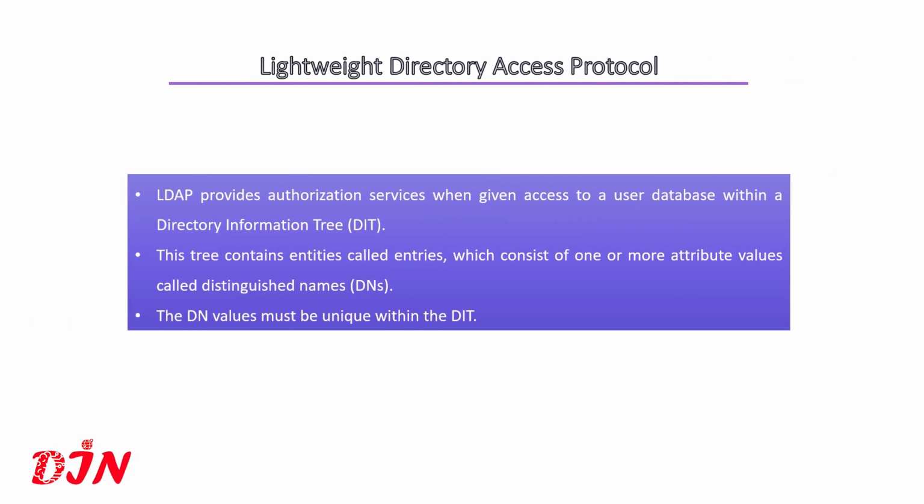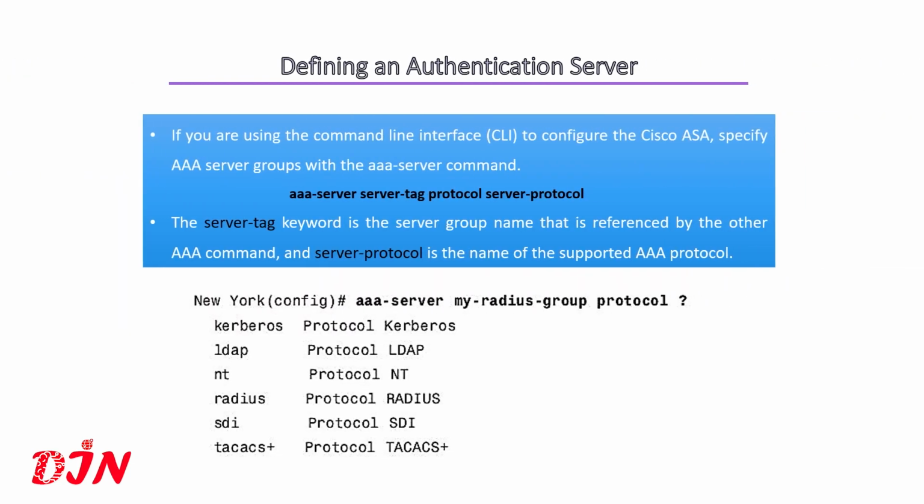Lightweight Directory Access Protocol. Cisco ASA supports LDAP authorization for remote access VPN connections only. LDAP provides authorization services when given access to a user database within a directory information tree. This tree contains entities called entries, which consist of one or more attribute values called distinguished names. The DN values must be unique within the DIT, defining an authentication server.